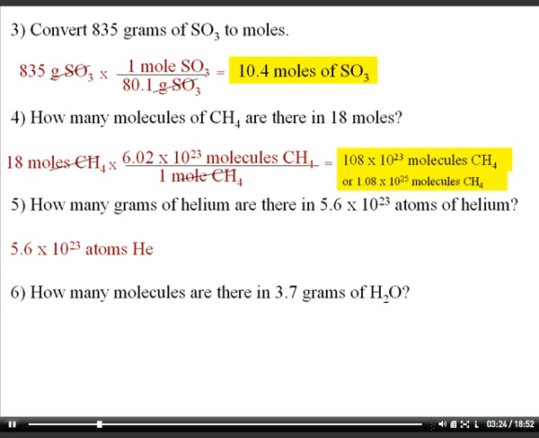For number 5, we're going to convert from number of atoms of helium to grams of helium. The special number for atoms is going to be Avogadro's number. That goes on bottom to cancel out the units. And grams comes from the periodic table. That's the atomic mass for helium.